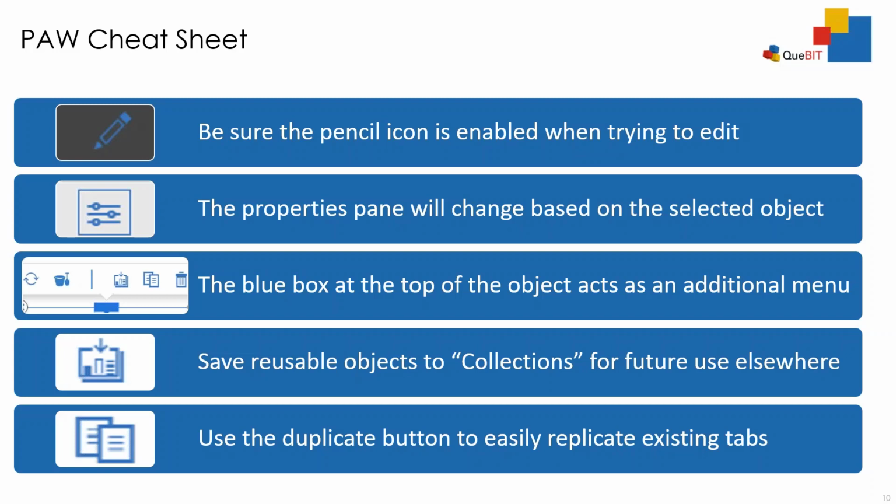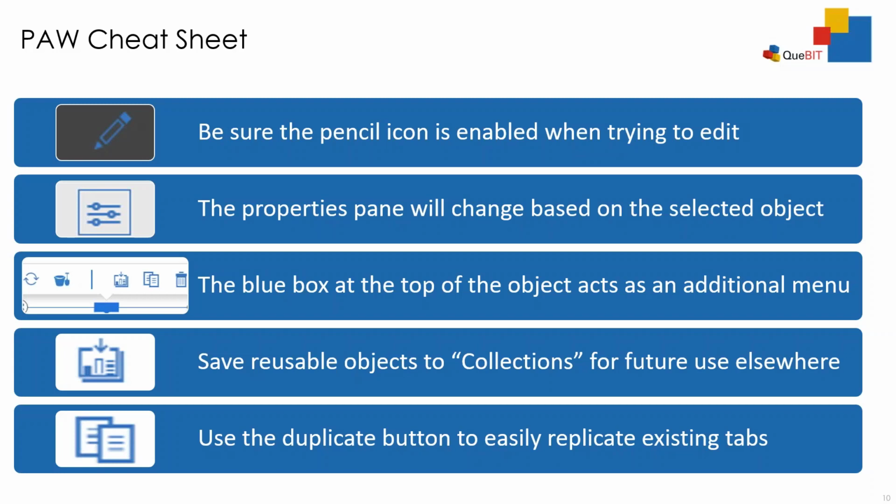This blue box at the top of objects, so when you pull in a TM1 view, this blue box is going to help you kind of go where you need to go. So you can duplicate views, you can save views, you can turn a TM1 view into a chart, as we saw in the video, and you can delete things.